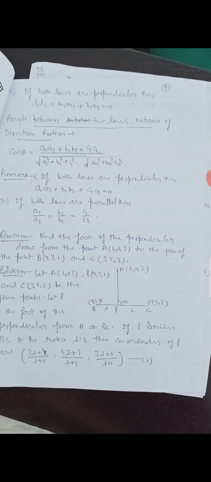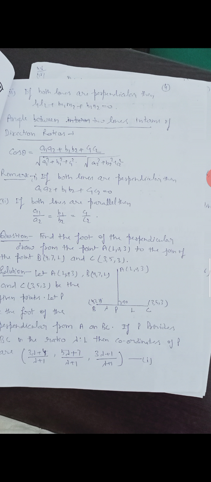Now a question: find the foot of the perpendicular drawn from the point A (1, 0, 3) to the join of the points B (4, 7, 1) and C (3, 5, 3). For the solution, let A, B and C be the points with coordinates (1, 0, 3), (4, 7, 1) and (3, 5, 3) respectively. We see the graph: A is the top point and P is the foot of the perpendicular from A, and we have to calculate the coordinates of P.